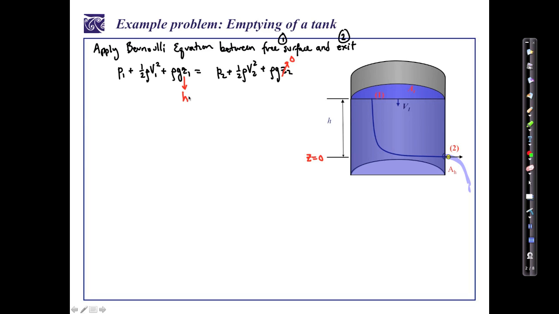Okay, we can also look at the pressures here, and we know that we have local atmospheric pressure acting on the free surface of the tank and acting over here where the jet is exiting. So here on P1, we know that that is going to be equal to P atmospheric.